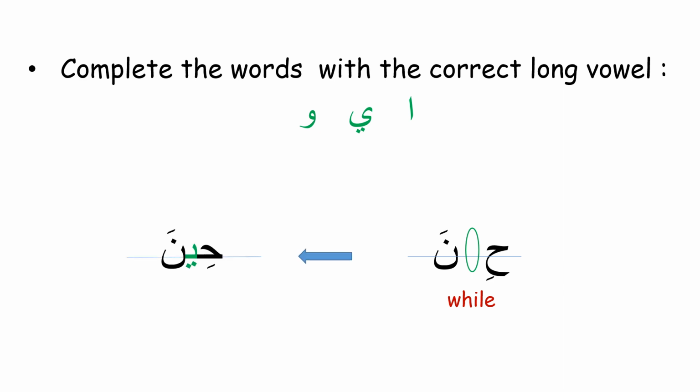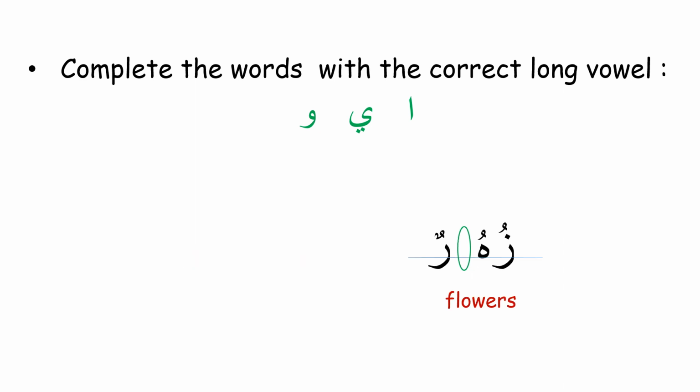Well done, everyone. Last but not least, we have the word flowers written in Arabic, zuhurun. In this word, the letter ha has been elongated from one movement to two movements, and it has a u sound as in hu. Since it is carrying a dhamma, and dhamma is always associated with waw, our final long vowel is waw.